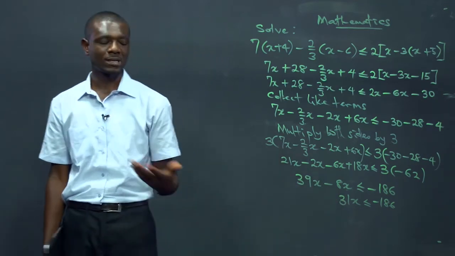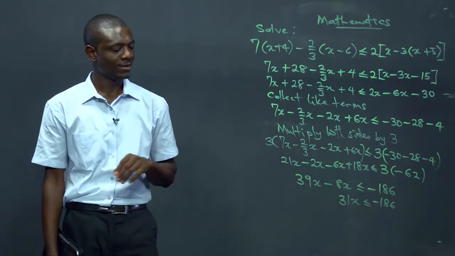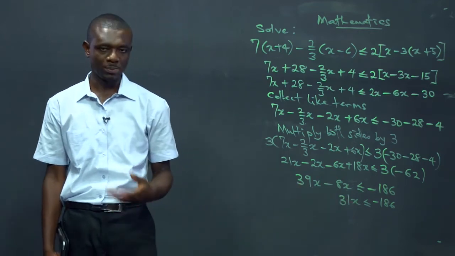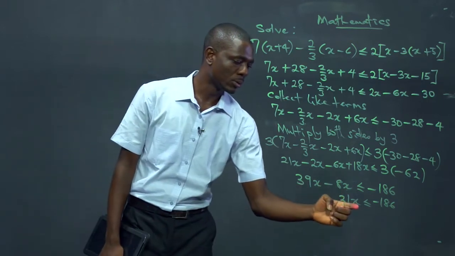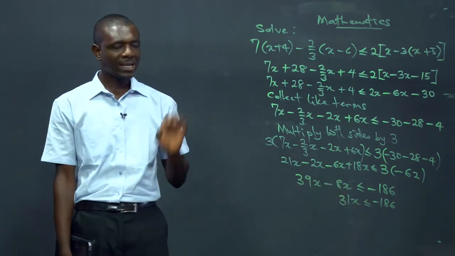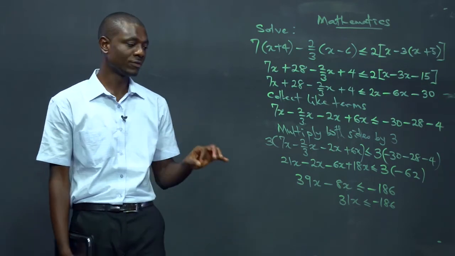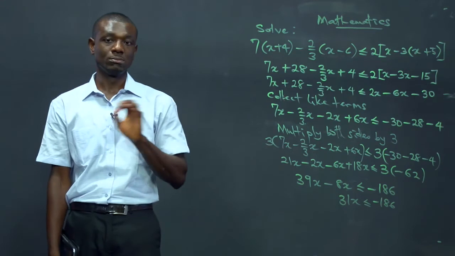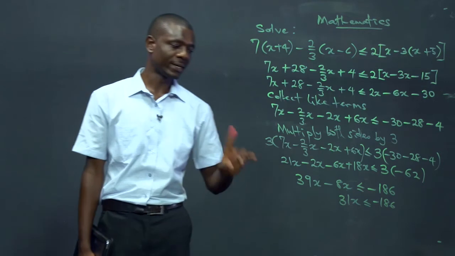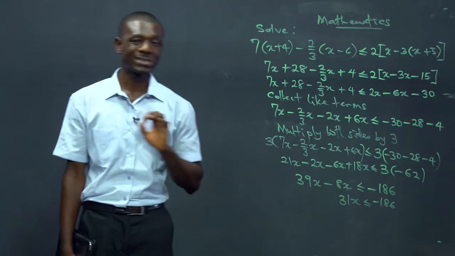In mathematical jargon, 31x means 31 times x. So it means the operation joining 31 and x together is multiplication. Now, to get rid of 31, in order to find x, x must stand alone on one side of the inequality. That's the only way you're going to find x. Nothing must be attached to it. So, in order for us to find x, x must be alone on this side of the inequality, which means 31 must leave.